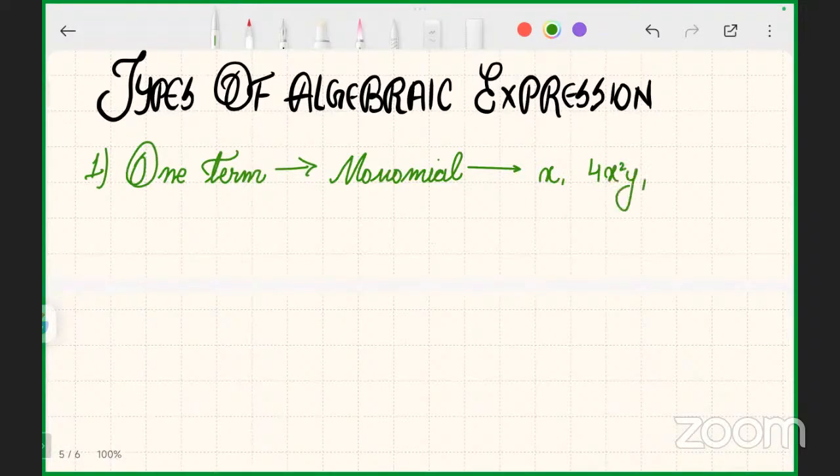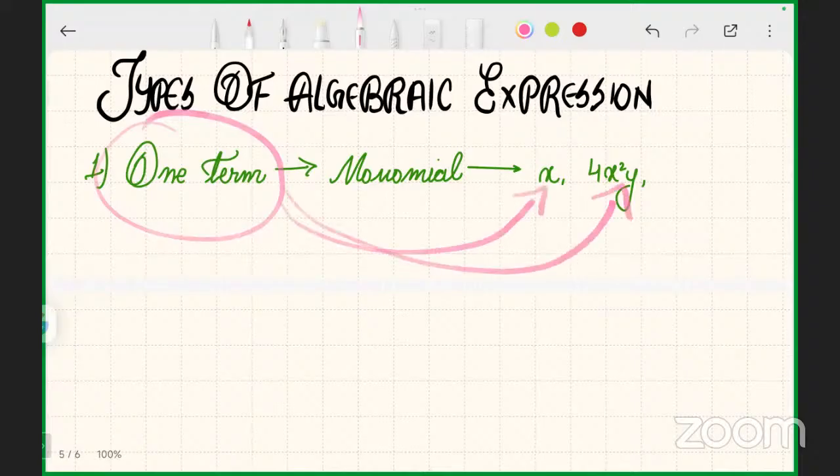What are the types of algebraic expression? When we have only one term, like x only, or 4x squared y only, they are all different examples. If you have only one term and no plus or minus afterwards, meaning no other expression is being added or subtracted, then we call that a monomial.